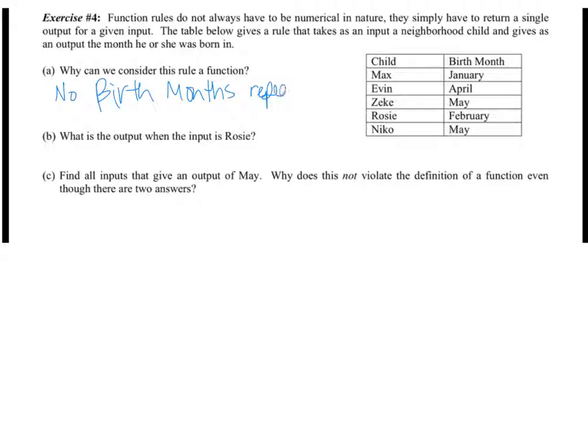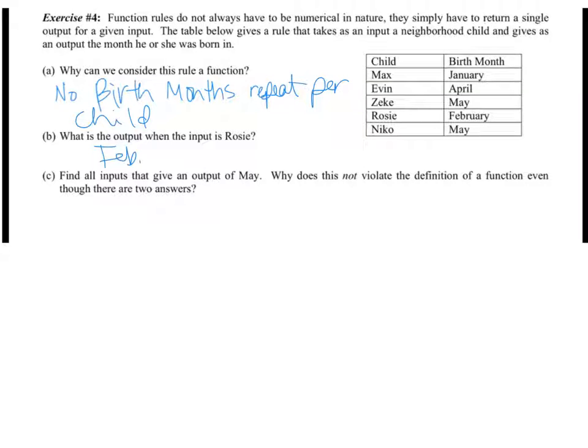So it can be a function because no birth months repeat per child, meaning that a kid is only going to have one birthday. So there's only one output for the input. So the output when the input is Rosie, the output is going to be February.